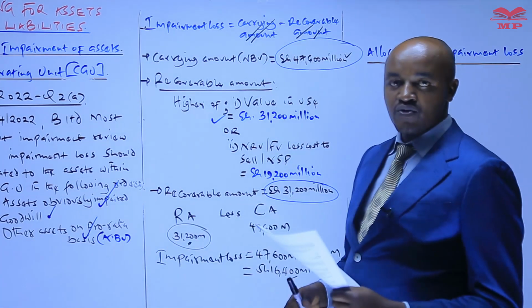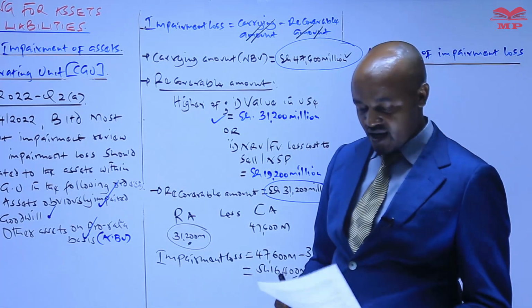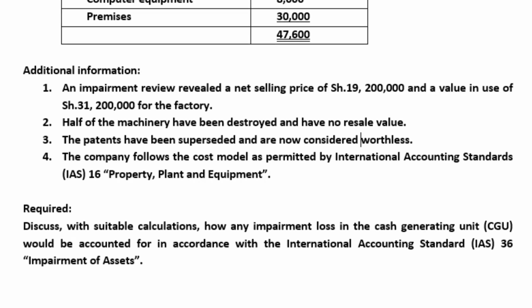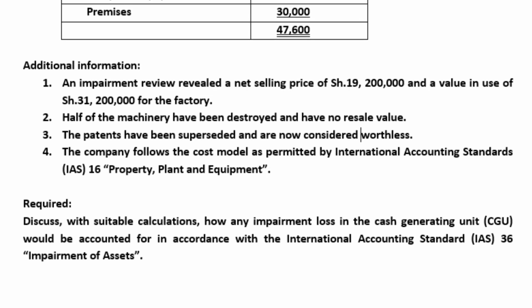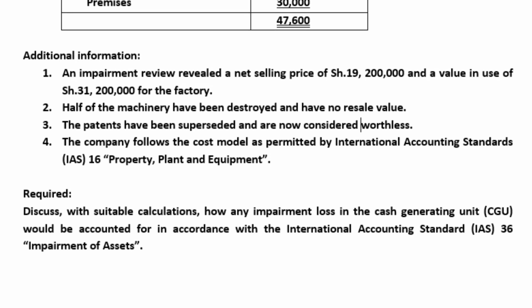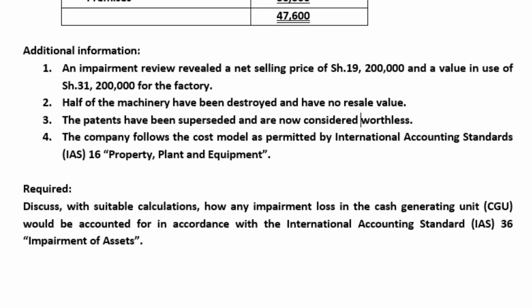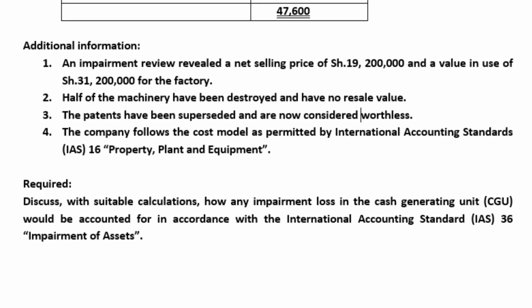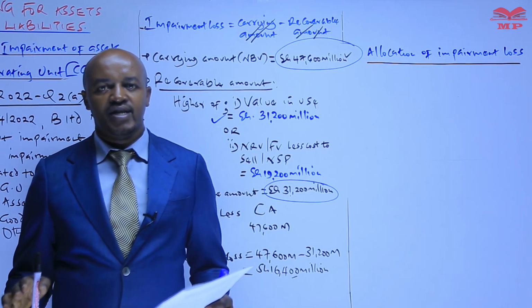So there is some information which you are given in this particular question here. Let's go to the additional information number 2. We are told half of the machine have been destroyed and therefore they have no resale value. So any asset which does not have a resale value, such asset is obviously impaired.